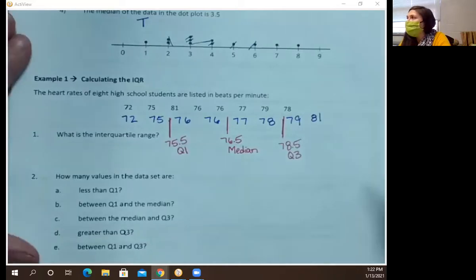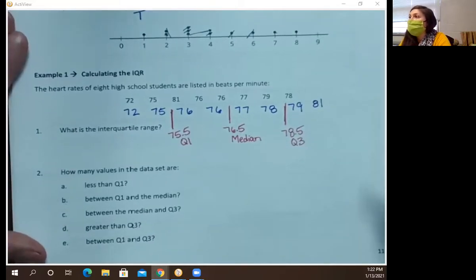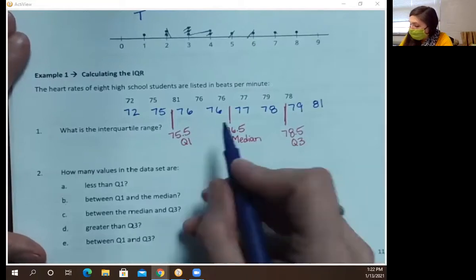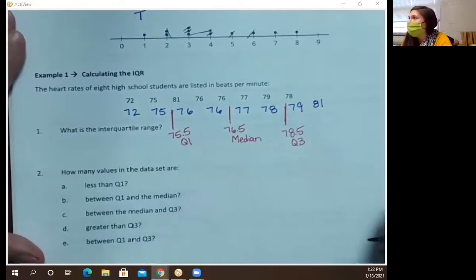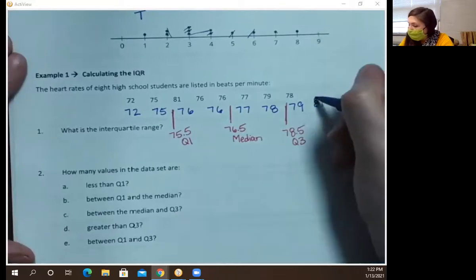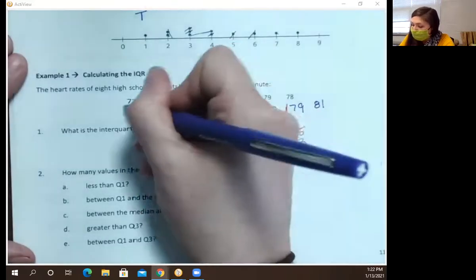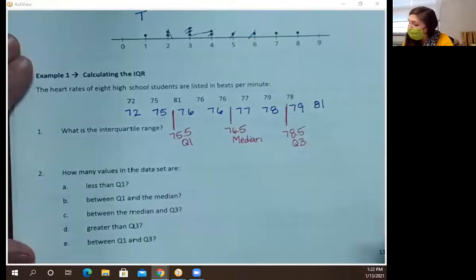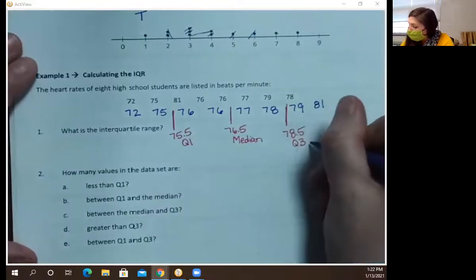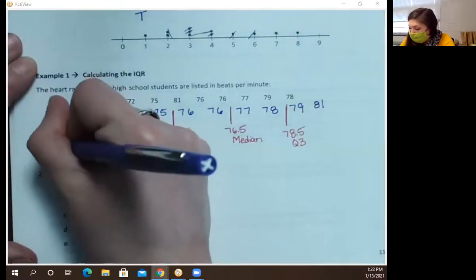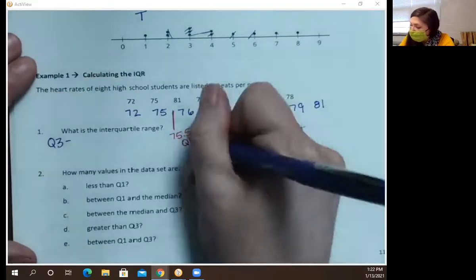My interquartile range refers to the range between my quartiles. Okay, that's all that means. Interquartile range is the range between the quartiles. So for range, regular range, we would take that maximum value and subtract the minimum value. For interquartile range, we're going to take our Q3 value and subtract our Q1 value.